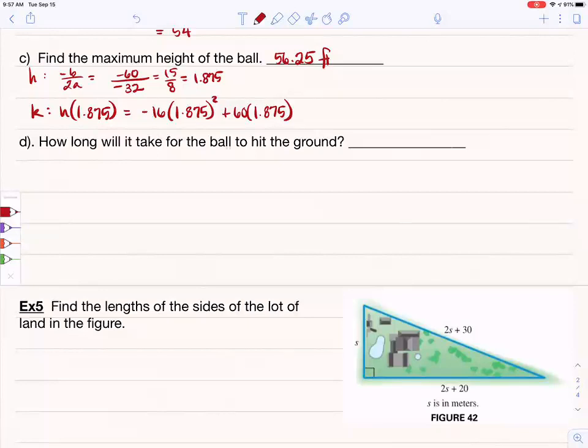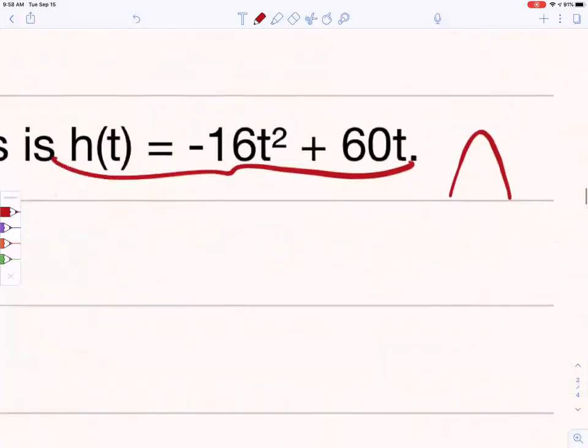All right, part D, first 2 words: how long? So what are we looking for here? Time. So that must mean I need to know t. How long will it take for the ball to hit the ground? Let's think about this again. Here's a picture of the path the ball took. Remember, it started on the ground. It ends on the ground. It will not stay suspended forever. So then how high is it when it hits the ground? 0 feet, right?